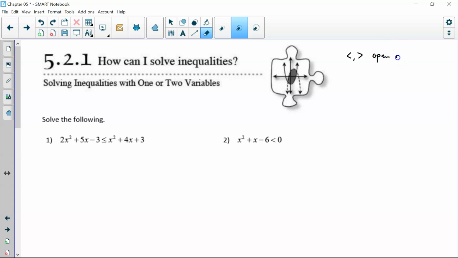We're going to use an open dot. When we see a less than or equal to or greater than or equal to, we do include those. We're going to use a closed dot or a solid dot.